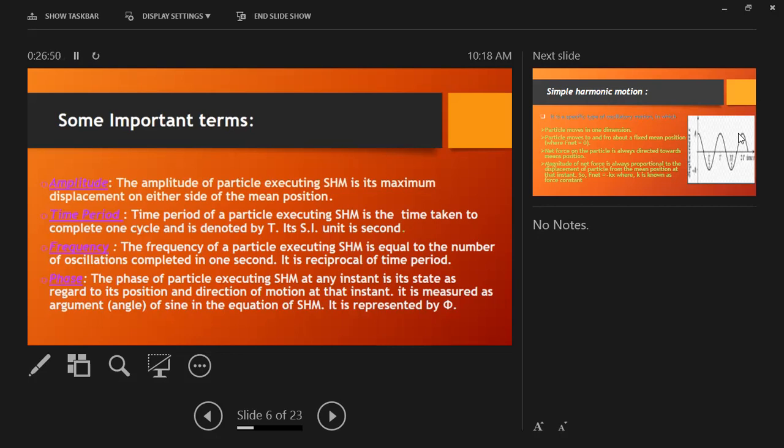Next is frequency. Number of vibrations made in 1 second is said to be frequency. You may have seen on a tuning fork, it says something like 500 hertz, or 400 hertz. It vibrates 400 times in 1 second.